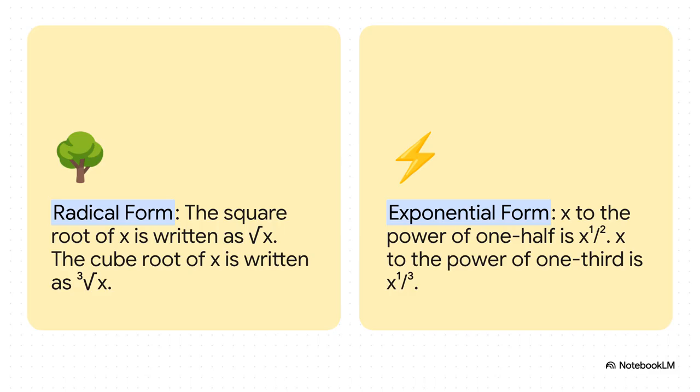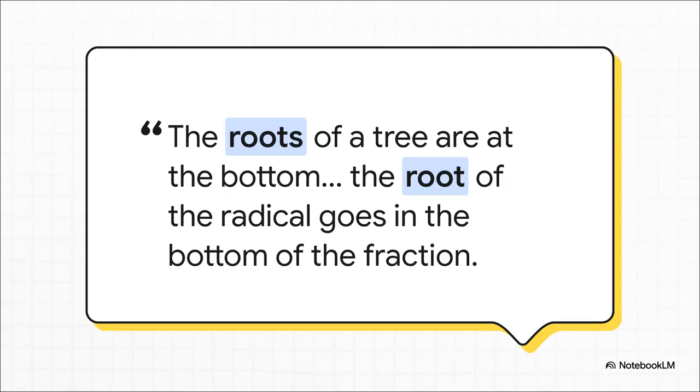They're totally interchangeable. Okay, so how on earth do you remember which number goes where? I've got a fantastic little trick for you. Think about a tree. The roots of a tree are at the bottom, right? Well, it's the same here. The root of the radical, that little number tucked into the checkmark part, it always goes in the bottom of the fraction, the denominator. Easy, right?